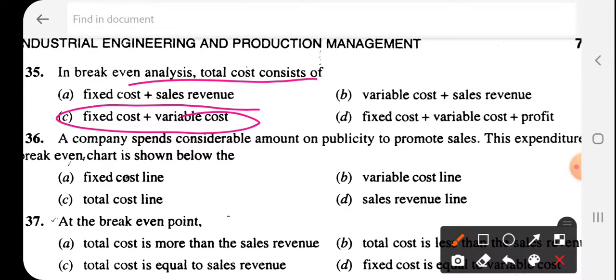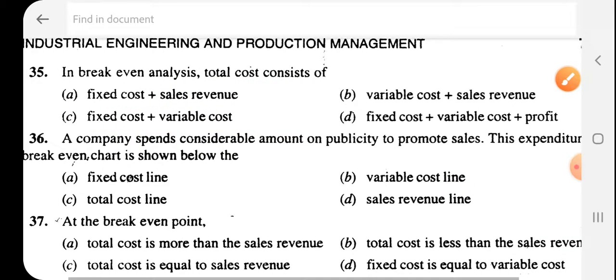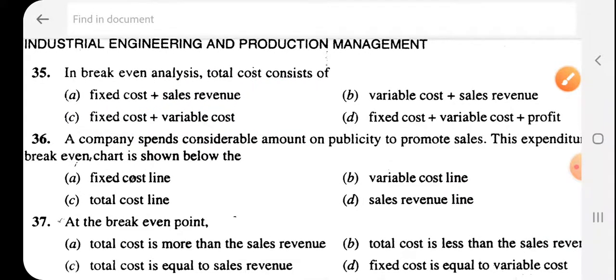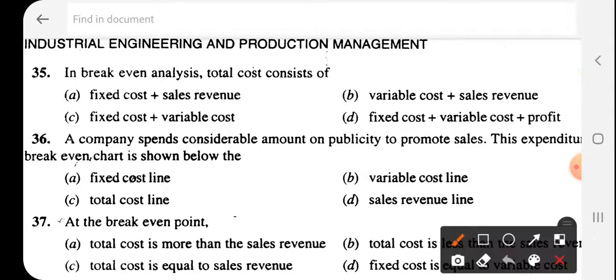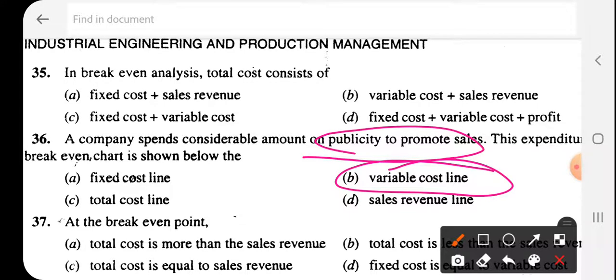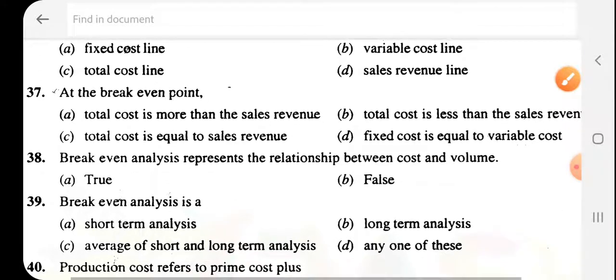Next, question 36. A company spends a considerable amount on publicity to promote sales. The expenditure in a break-even chart is shown below the variable cost line. Publicity means some marketing, so that is shown below the variable cost line at the break-even point.